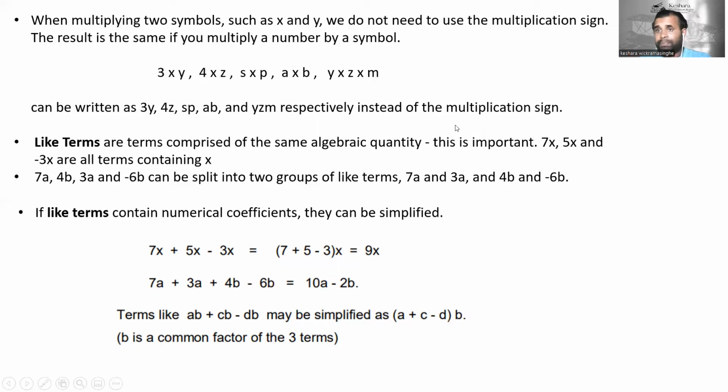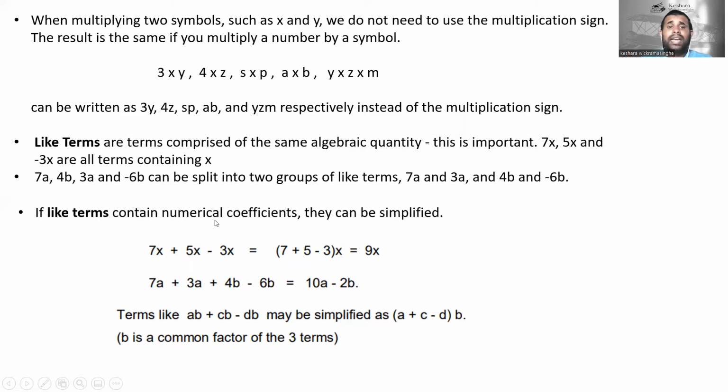All right, now we're going to learn about like terms. Like terms are terms comprised of the same algebraic quantity. This is important. 7x, 5x, and minus 3x are all terms containing x. These are examples. 7a, 4b, 3a, and minus 6b can be split into two groups of like terms. In these four algebraic expressions, 7a, 4b, 3a, minus b, you can see two kinds of like terms. What is the first one? a, and the second one is b. So 7a and 3a, and 4b and minus b.